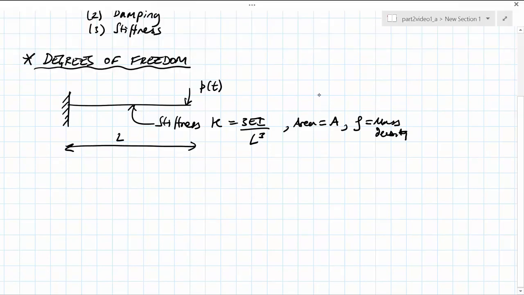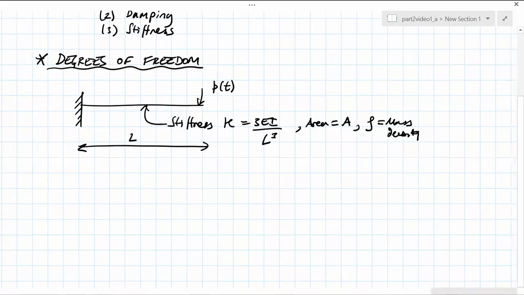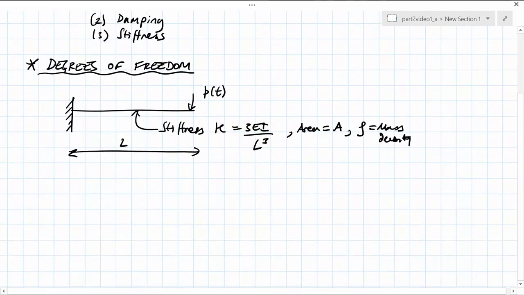Many structures can be idealized as what we call a single degree of freedom system. For example, consider the simple cantilever drawn here. This cantilever has a stiffness equal to K along its entire length, a cross-sectional area, and a mass density. It's subjected to a time-varying load, P of t, applied at its tip, and it has an overall length of L. We observe that under load, the whole structure deflects to a variable degree along its length.